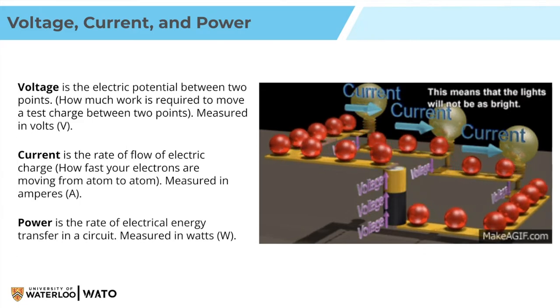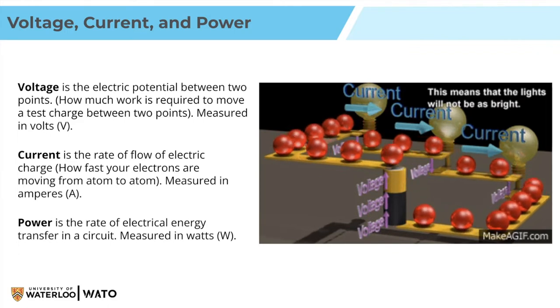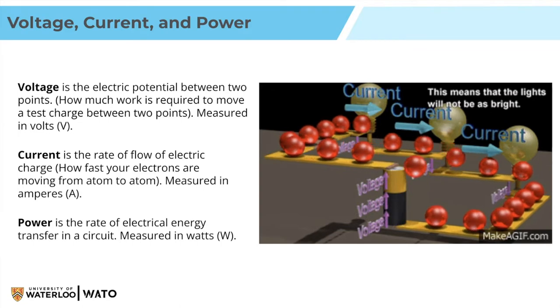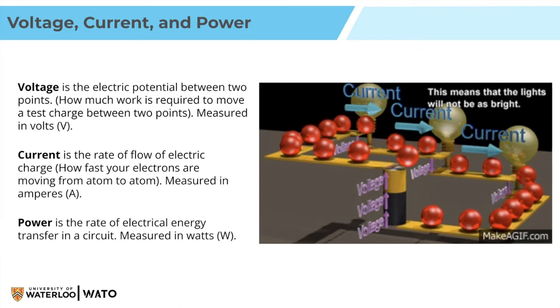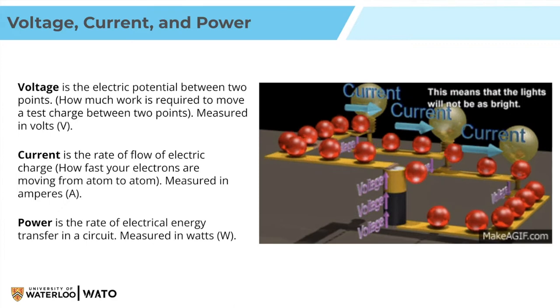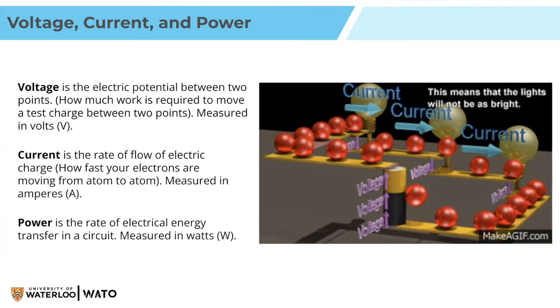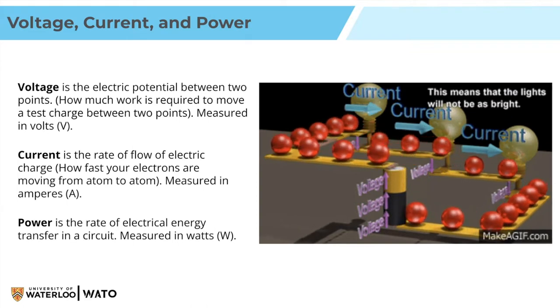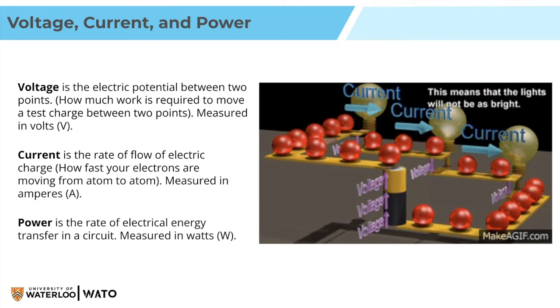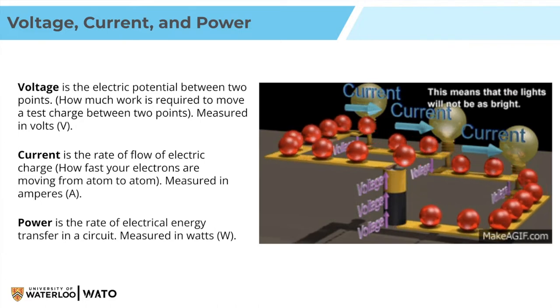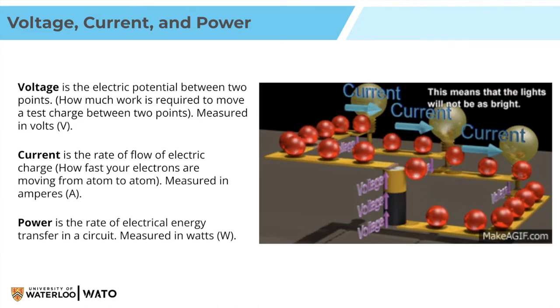Current, on the other hand, is going to be the rate of flow of electric charge, i.e. how fast your electrons are moving from atom to atom. And this is going to be measured in amperes. And finally, power is the rate of electrical energy transfer in a circuit. And this is measured in watts. So essentially how much energy your circuit is consuming. So in this diagram, you can see that current is going to be a little less as you go forward because there's less voltage that will be applied.